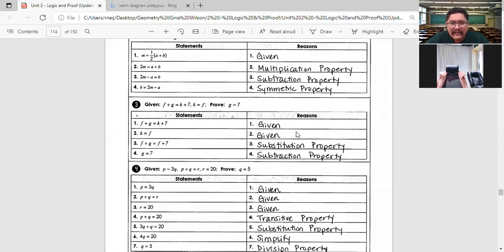So two givens. And okay, what happened between these two steps to get to step number 3? Well, it looks like they replaced, remember what they said, k and f are the same thing. So they take out k and replace it with f, and that would be the substitution property. So they substituted k equals f, took out k, put in f, and now we have an f where the k was. From here, we're going to subtract it. So take out the f from both sides, and now we get g equals 7.